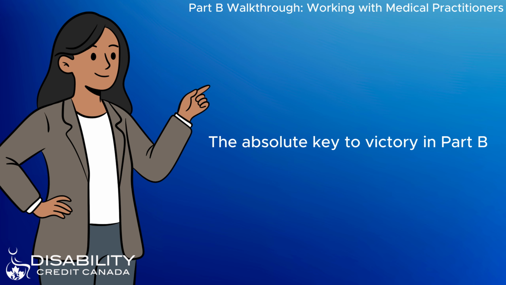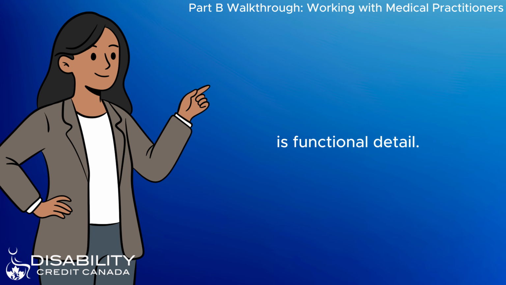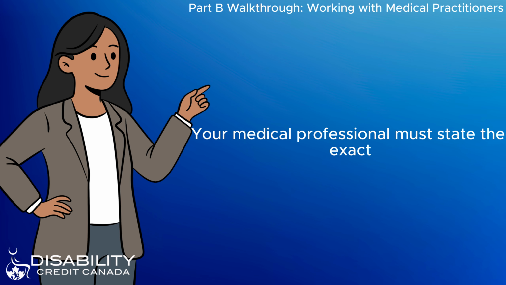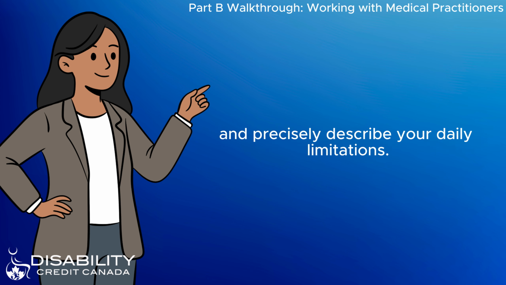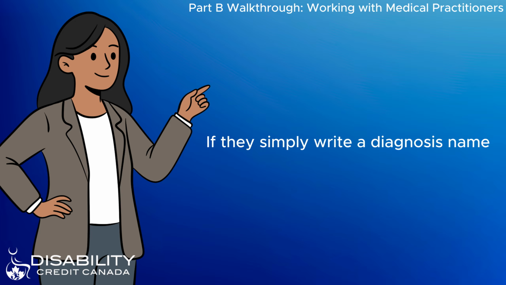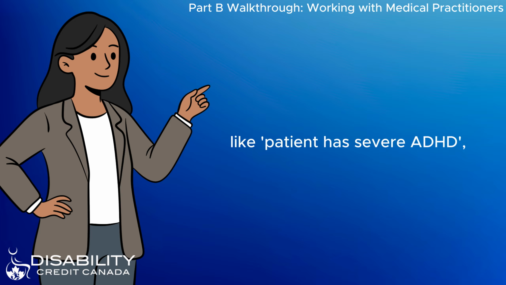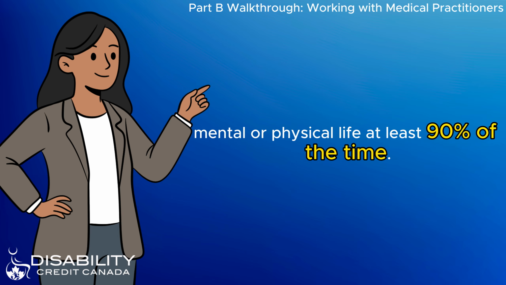The absolute key to victory in Part B is functional detail. Your medical professional must state the exact year your impairment began and precisely describe your daily limitations. If they simply write a diagnosis name like "patient has severe ADHD," the CRA will instantly deny it. They must explicitly explain how it restricts your daily mental or physical life at least 90% of the time.